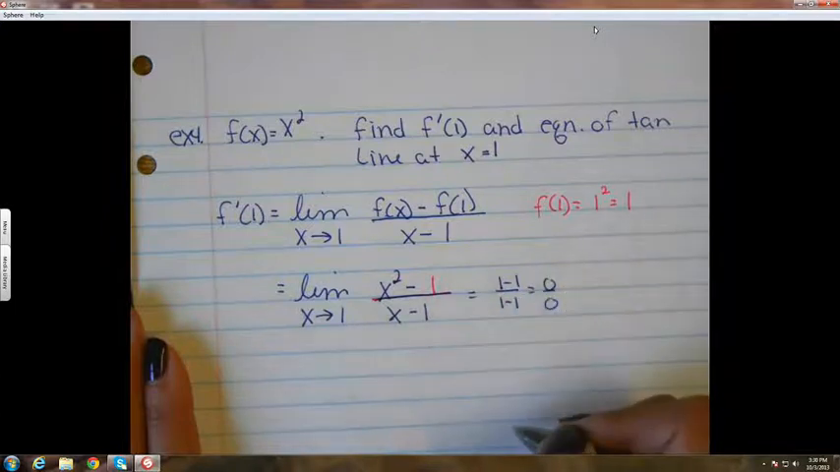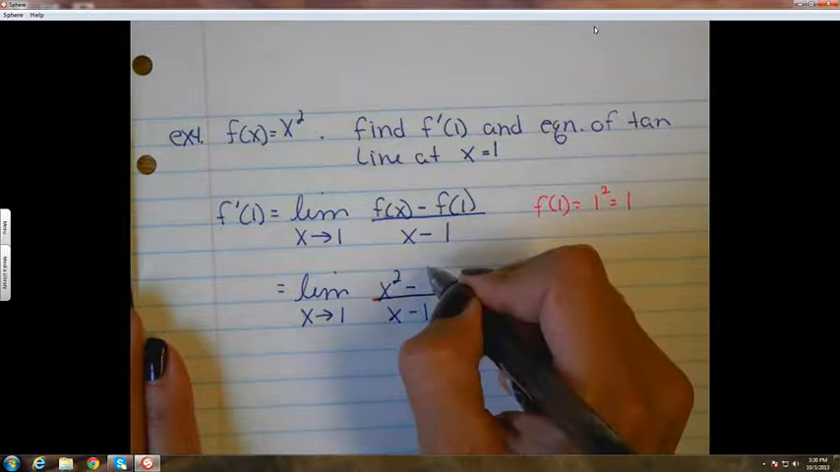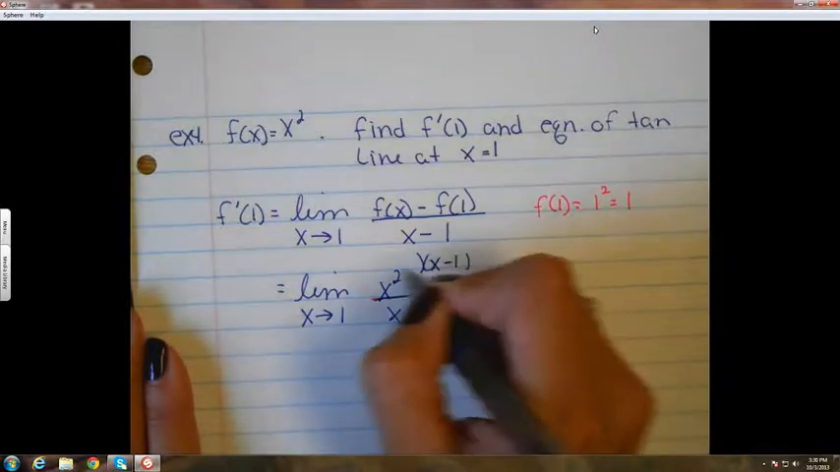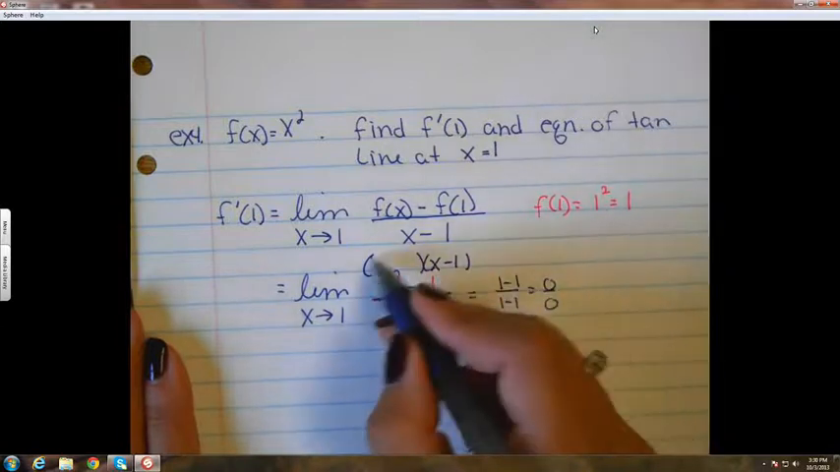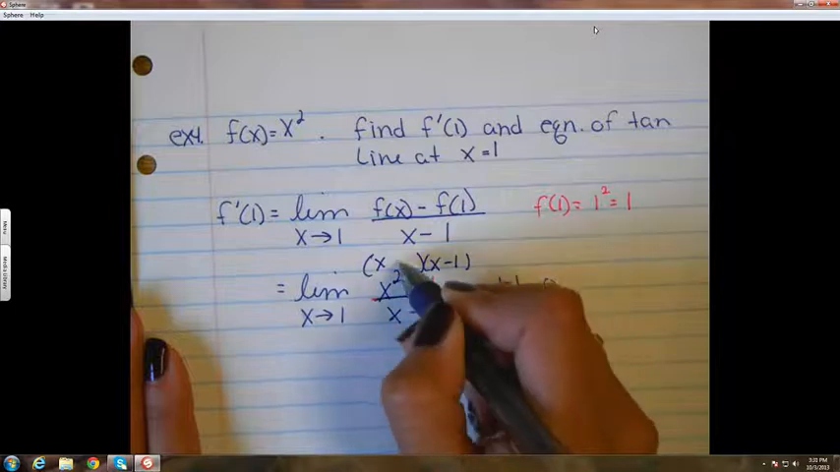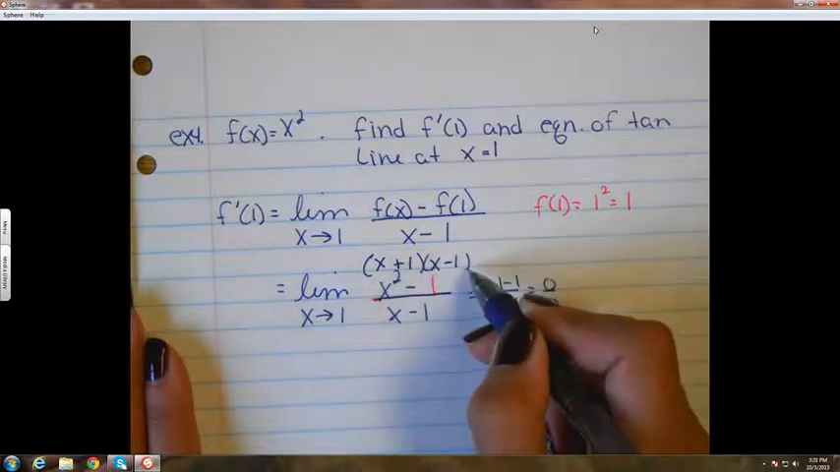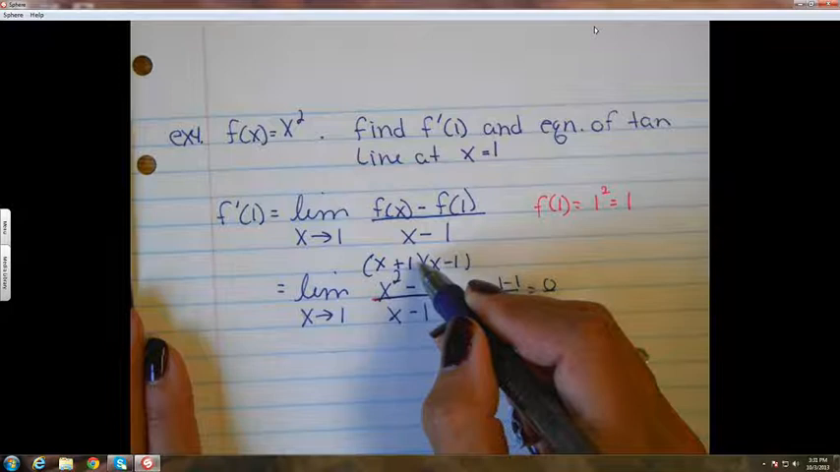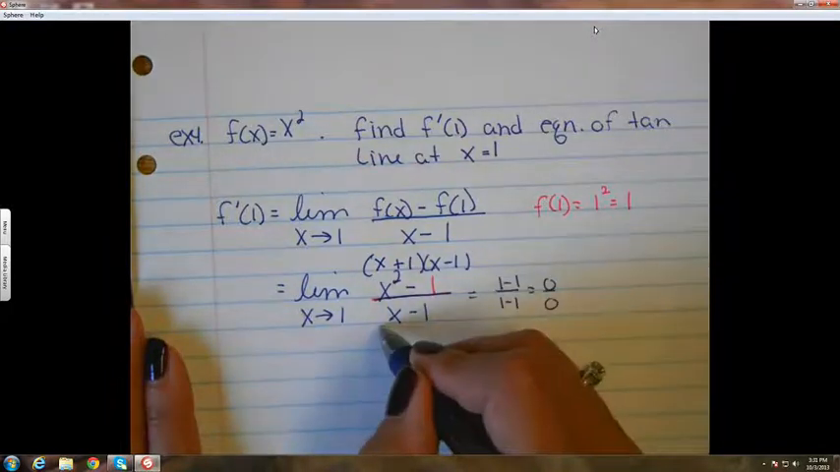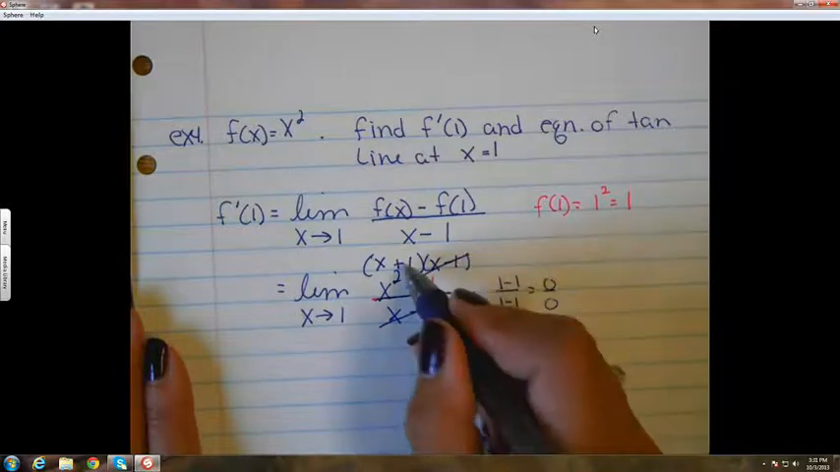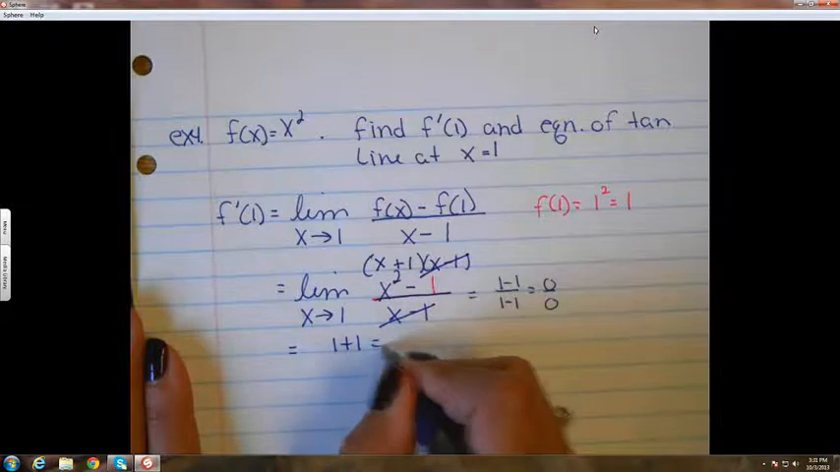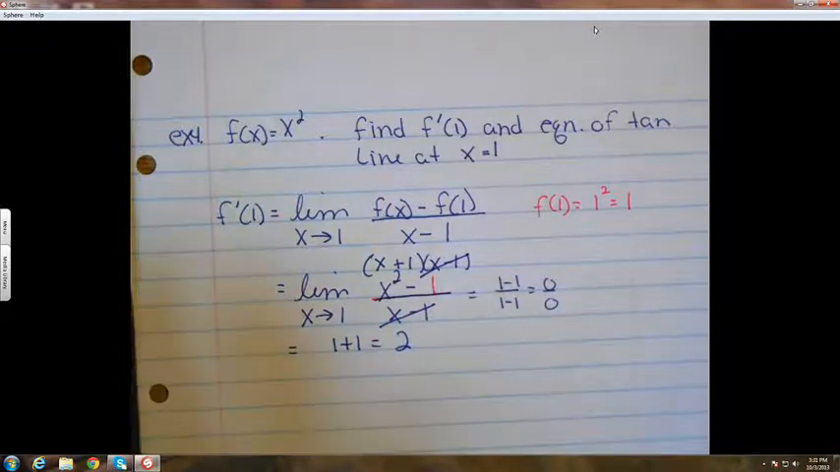Tells me I have to factor. This is a quadratic up here, so I don't have to do that long division stuff. X minus 1 here. I know I've got to get the x squared, so there's an x. I know I've got to get a negative 1 here, plus 1. And there's no middle term because the middle terms cancel out. 1x minus 1x, they're gone. Cancel. Now substitute into what's left. 1 plus 1. So we got a derivative of 2.